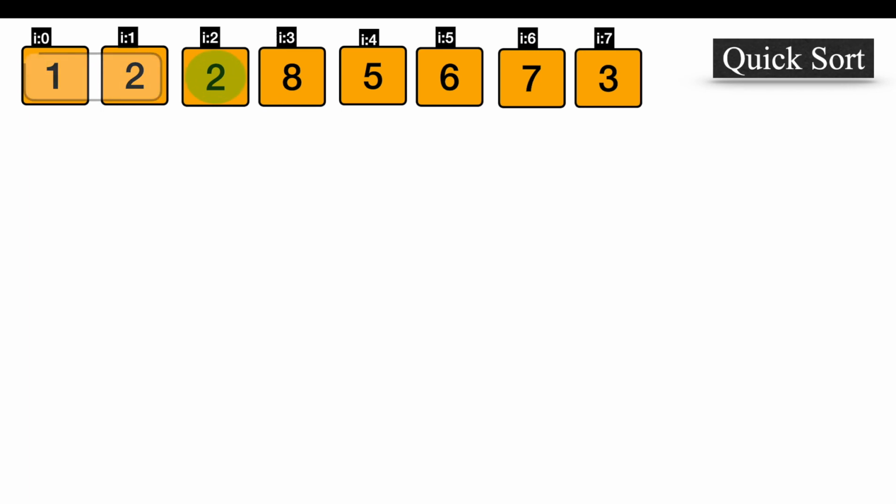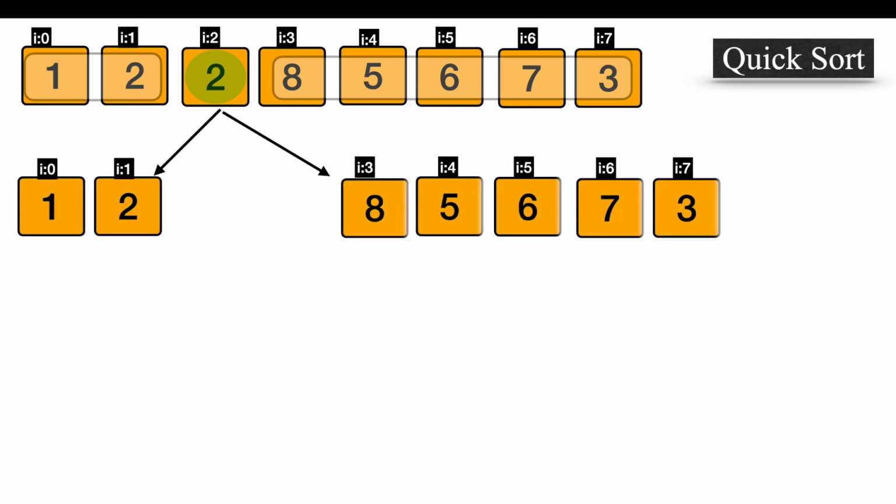See here, all the values to the left are less than or equal to pivot 2, and all the values to the right are greater than pivot 2. Then we apply quicksort to the left part of the pivot and to the right part of the pivot recursively. Let's move on to the left part.